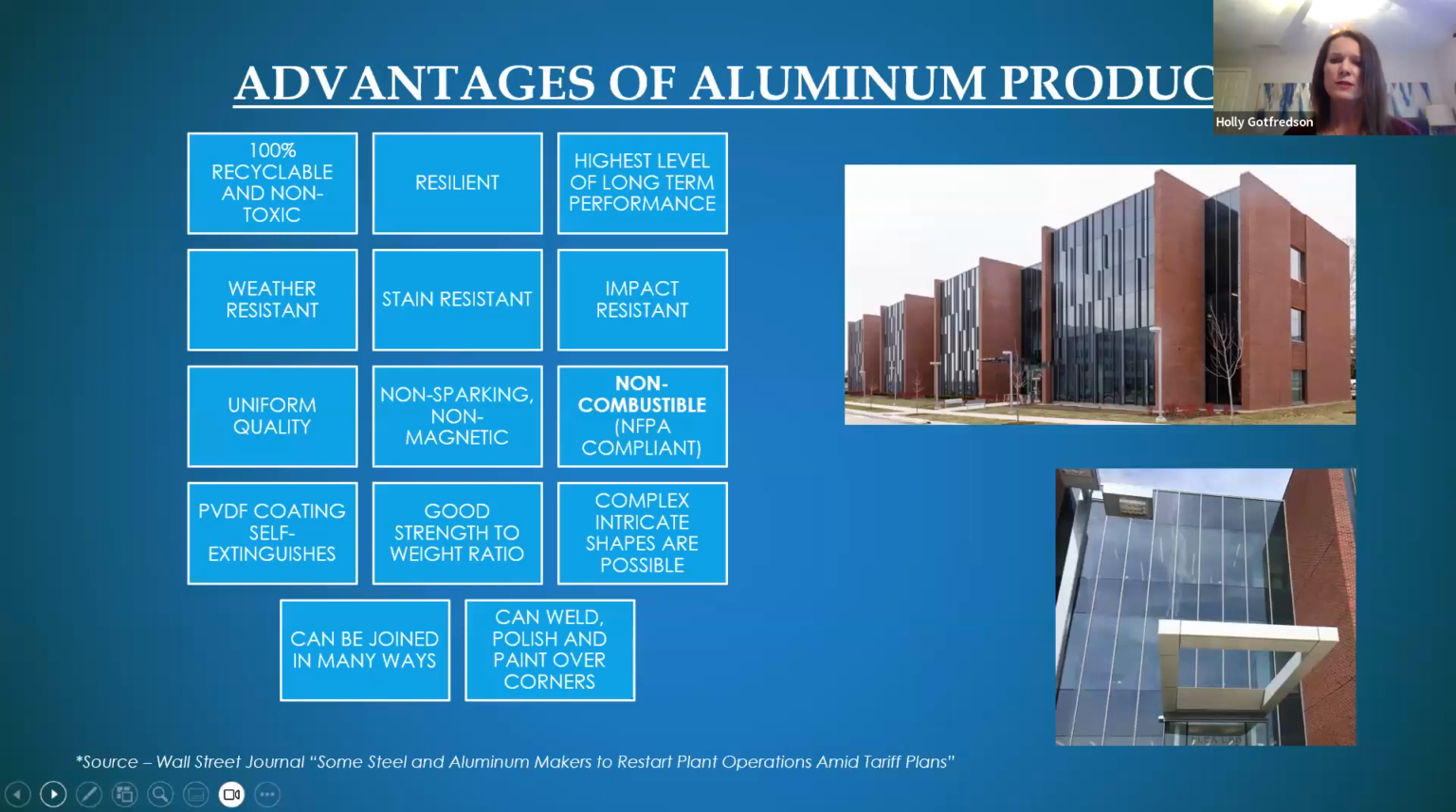So some advantages of using solid plate aluminum products is it's 100% recyclable and non-toxic. It's impact resistant, it's non-sparking and non-magnetic. And most importantly, it's non-combustible. So solid plate aluminum is NFPA 285 compliant naturally. It does not burn. We also have PVDF coatings, which are applied to those solid plate aluminum products, and that PVDF coating self-extinguishes. It has a very good strength to weight ratio and can be joined in many ways.